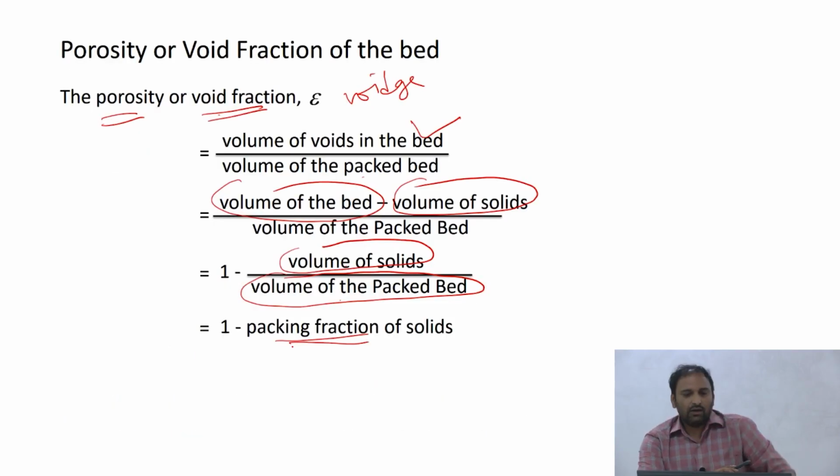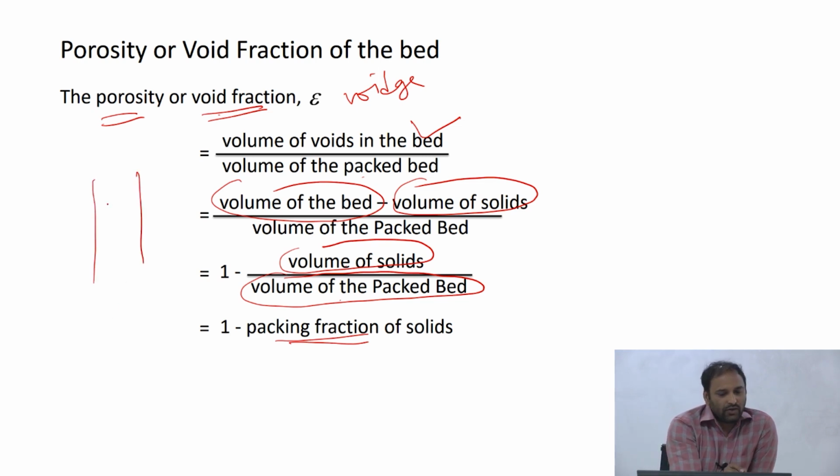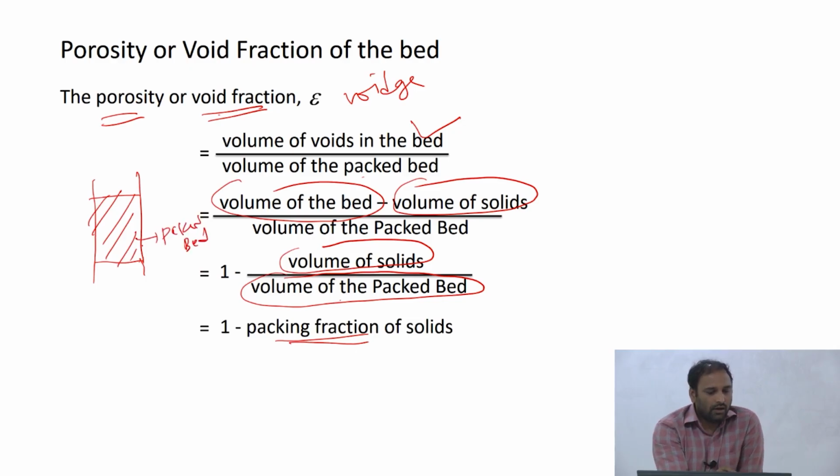Now, how do we find voidage in the packed bed? Say I have a column that is filled with solids, and this is my packed bed, and I want to find out what the voidage is. Can you think of some ways by which I can measure the void fraction? Experimentally, you can think of a couple of different simple ways of doing it.